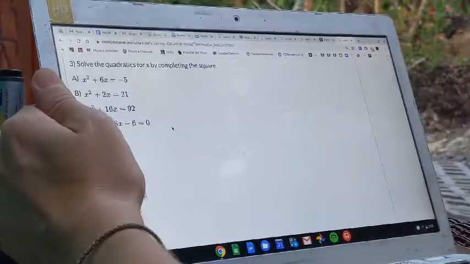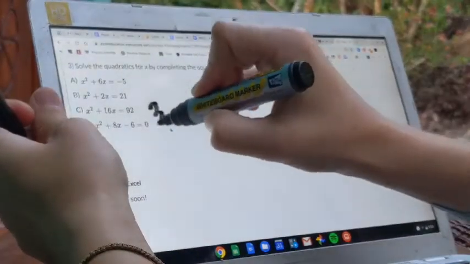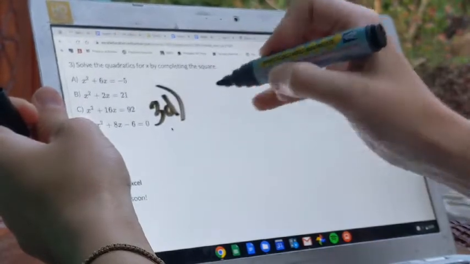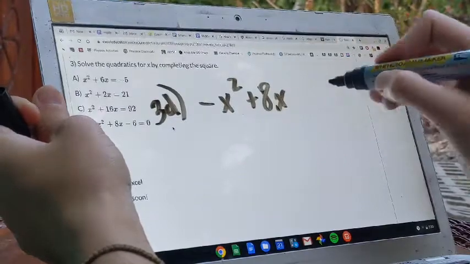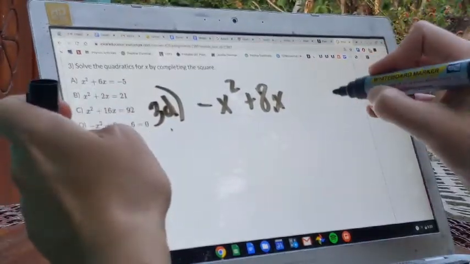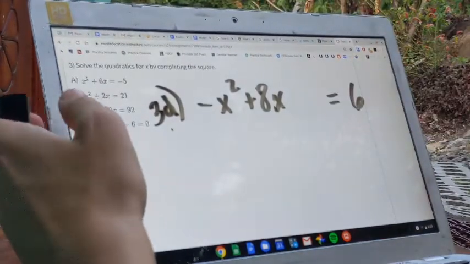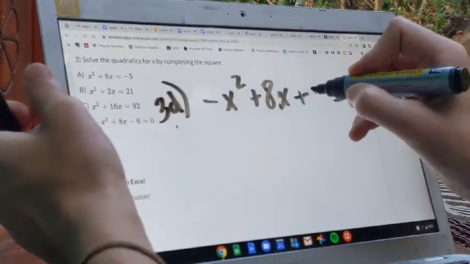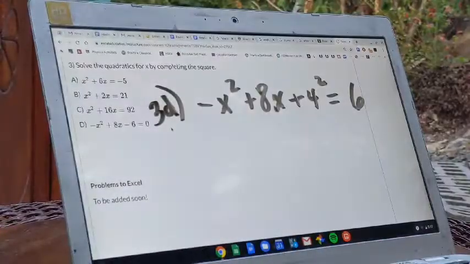All right, excellent. All right, last one. Hopefully you're still hanging in there. 3d, negative x squared plus 8x. I'm going to move this over to the other side. So now what is half of 8? 4. 4 squared. Now we have this negative out in front of x.